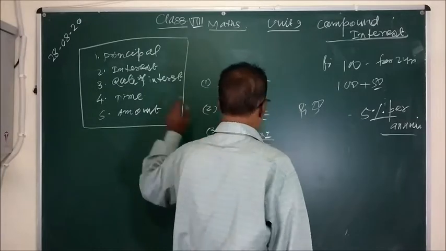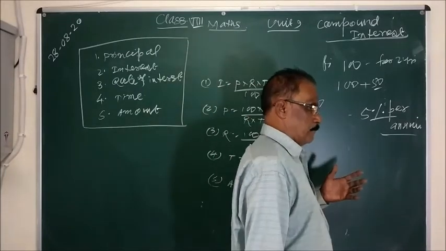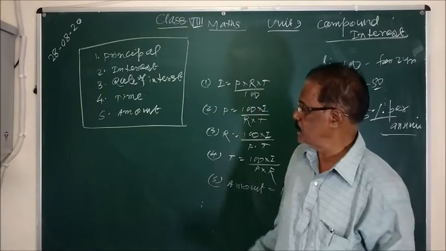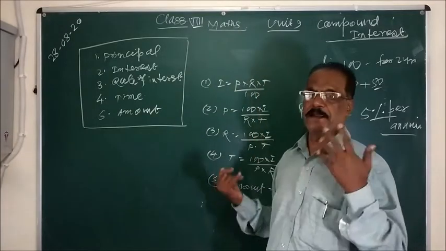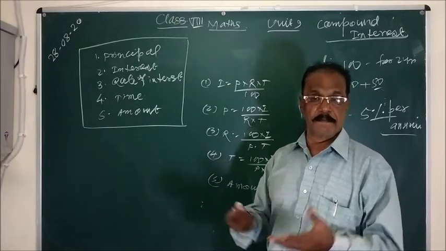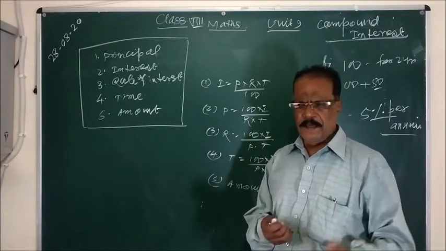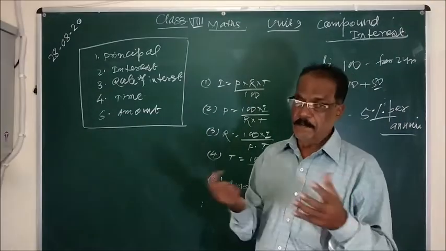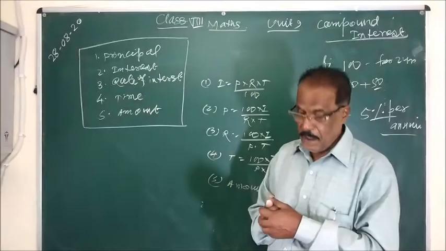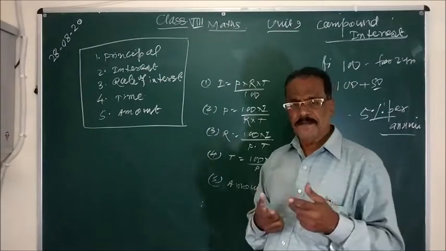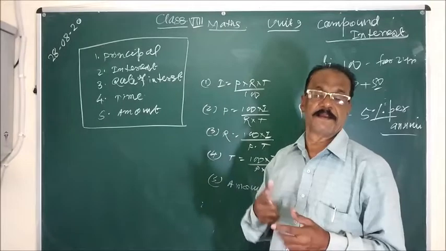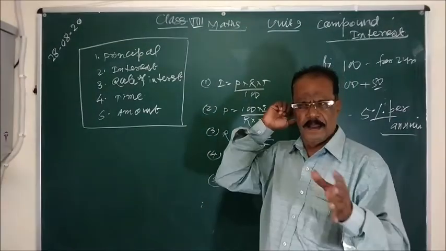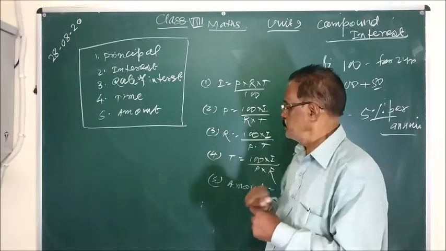And time, the time for which you are taking the money, the loan, that is time. It may be given in years, months, or days. If time is given in days, you have to convert into years by dividing by 365. If the time is given in months, you divide by 12 to convert into years. I suppose you must have understood all these things in the previous classes.